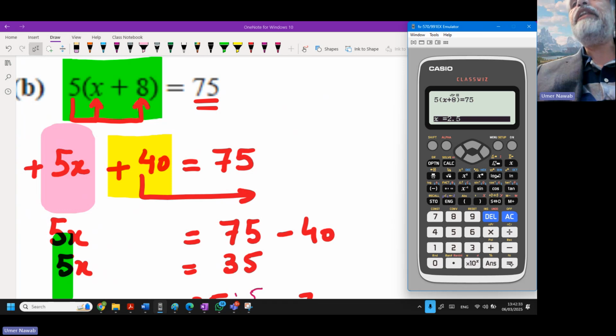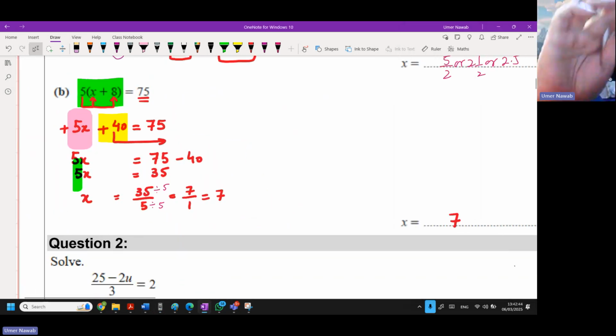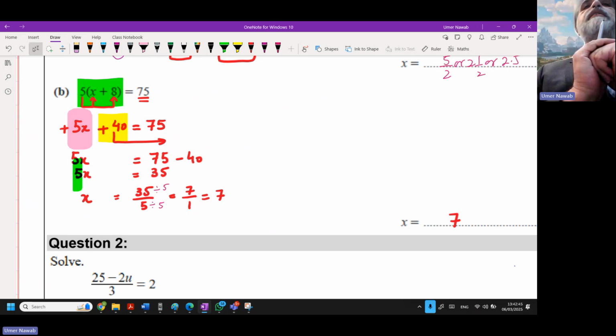I need to press finally the equal sign. The moment I press the equal sign, I see left minus right is 0. There is a 0 error. And what is the solution? 7. Yes, Mr. Omar, I got my answer 7, and this is correct.